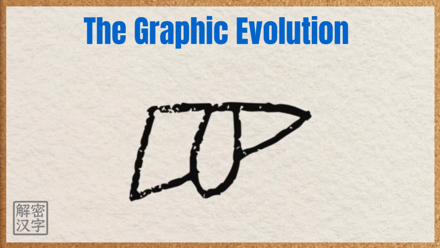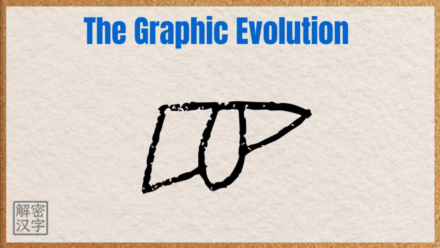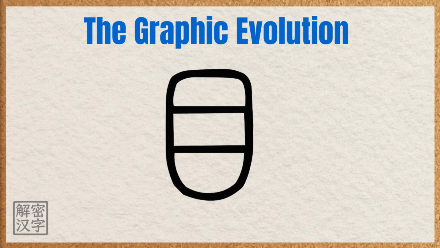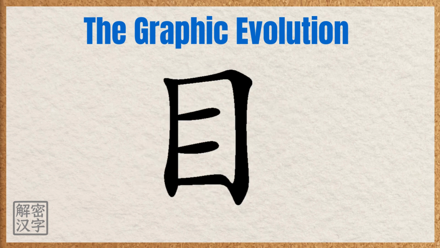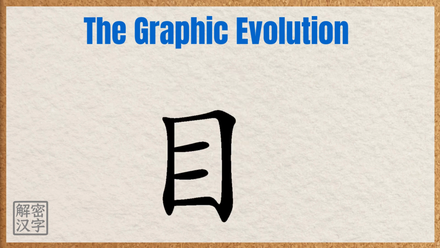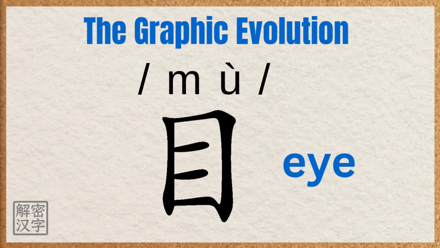Over the course of many centuries, this simple pictograph slowly evolved through different script styles, from oracle bone inscriptions to bronze inscriptions to small seal script, and finally into the modern standard form we use today. Even though the shape has changed, the meaning has remained surprisingly consistent. Today, this character is still pronounced mu, and it still means eye.